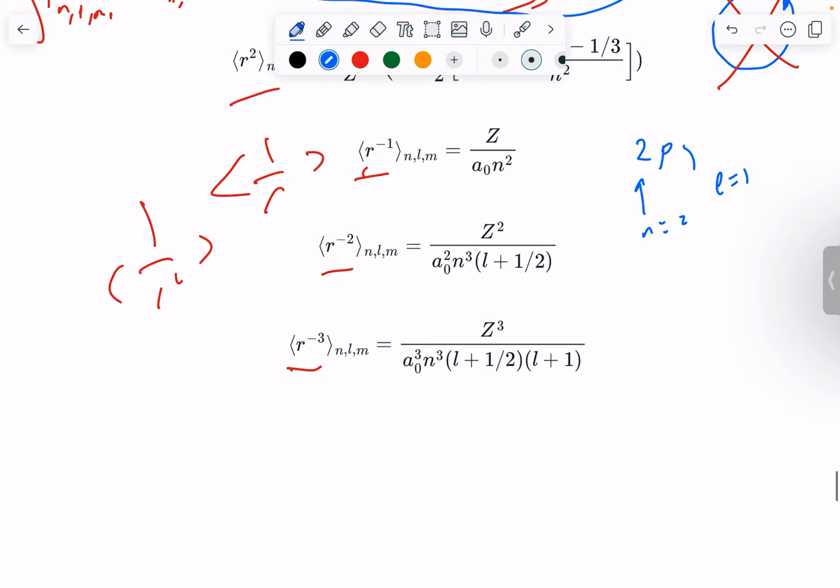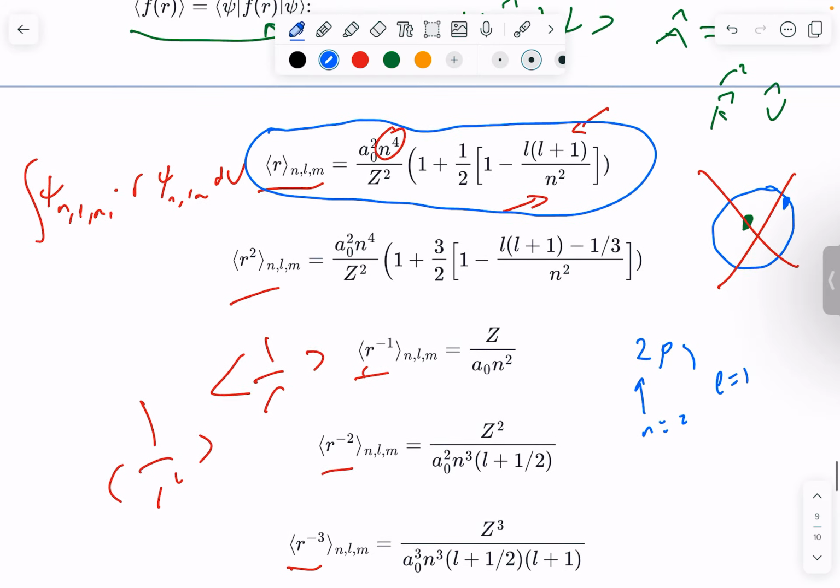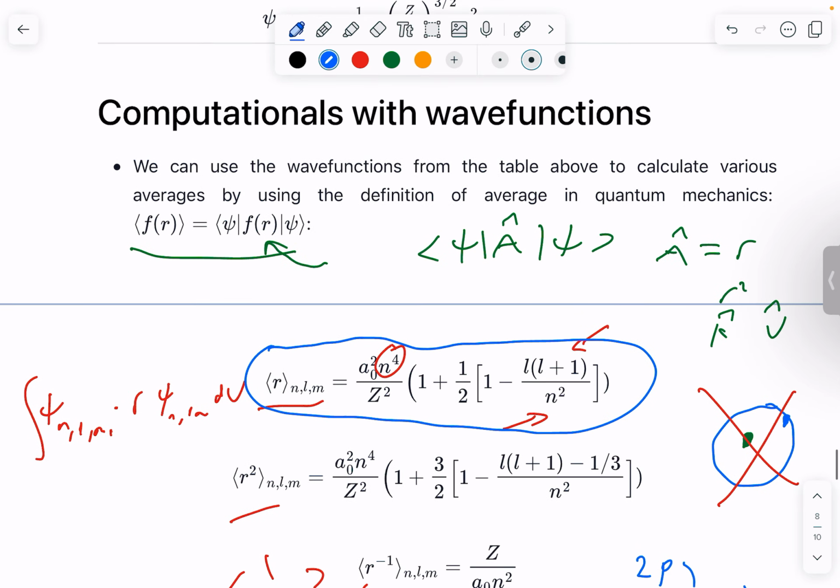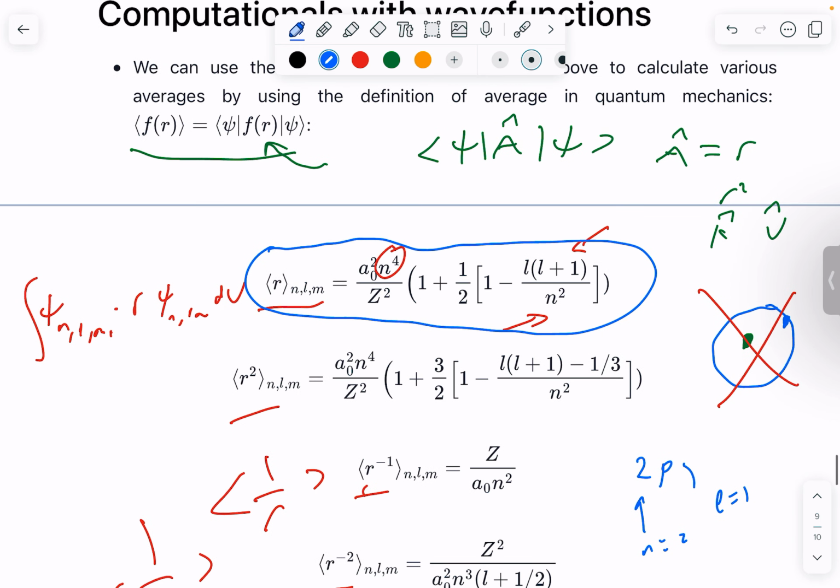All right, guys, so this concludes the first lecture on the hydrogen atom. Coming up is the lecture about atomic orbitals and shapes of the atomic orbitals. Really beautiful lecture, so stay tuned.